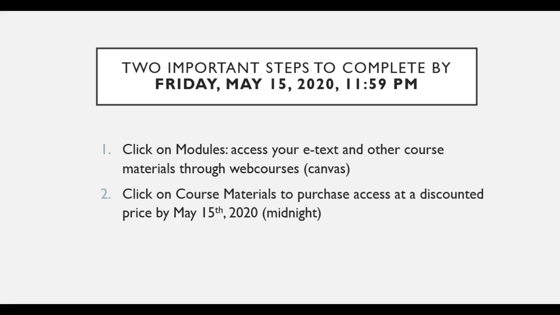There's two important things that students have to do the very first week of class. Number one, click on Modules and then click on any of the MyLab Math links or the assignment links. That has to be done. And also number two, they have to click on the course materials link and purchase access in order to get the discounted rate by May 15th. If they wait until after May 15th to purchase access, you'll see on the other screens that the pricing goes up dramatically.